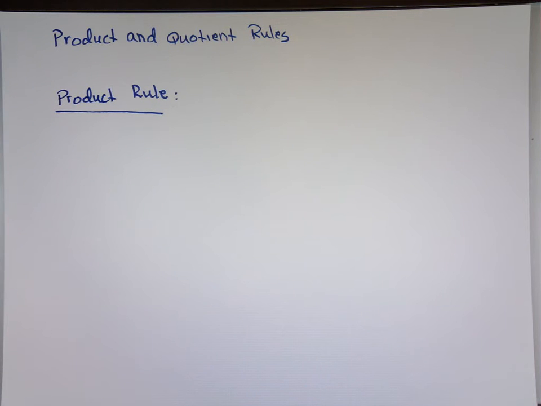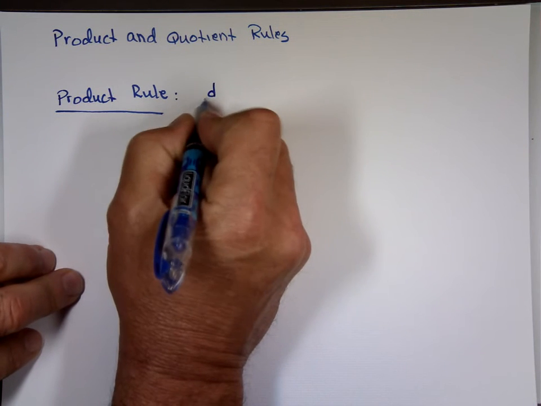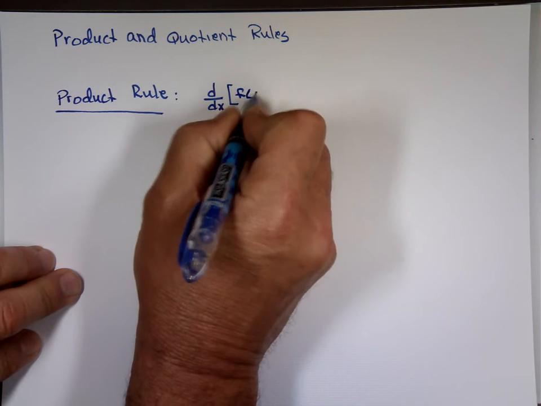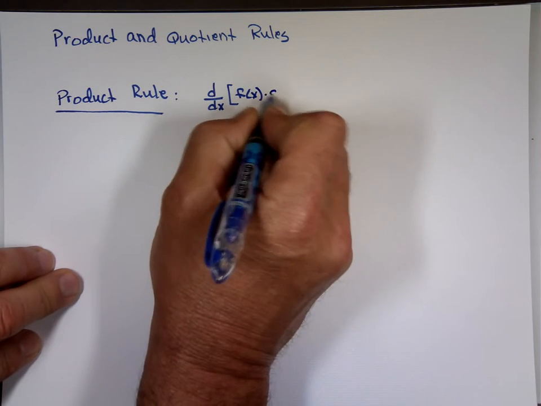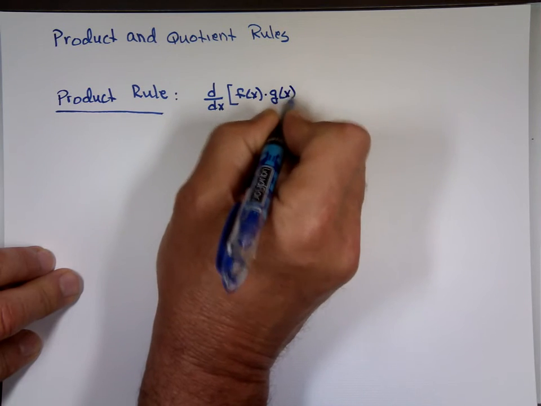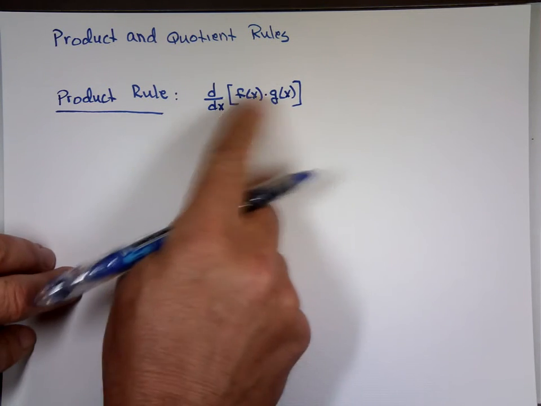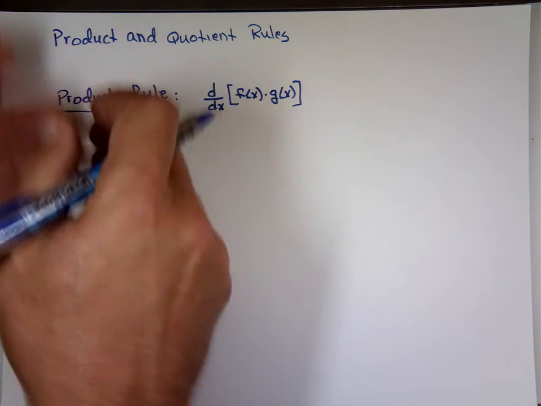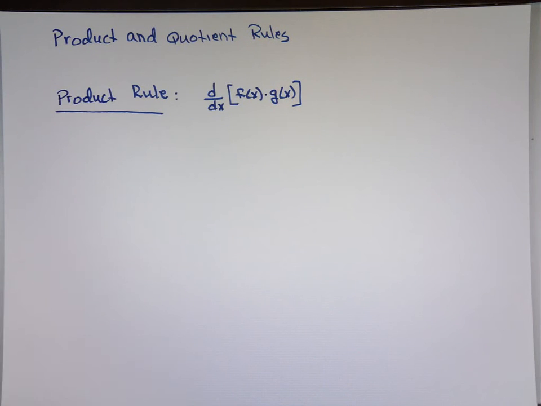The product rule says the derivative of f of x times g of x, if you're multiplying two functions together, because they're both functions of x, you can't just pull one outside and go, oh, take this and multiply by the derivative of g. It doesn't work that way.